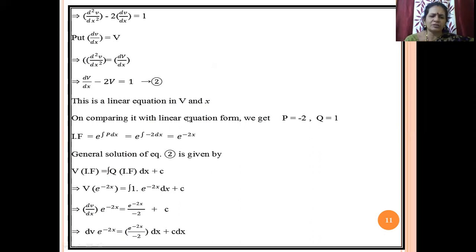Right? So this is a linear equation in V and x. On comparing it with the linear equation of the standard form, we get P is equal to minus 2 and Q is equal to 1. Right? So from that, find out the integrating factor. It's a little bit lengthy but easy only, so don't be afraid.